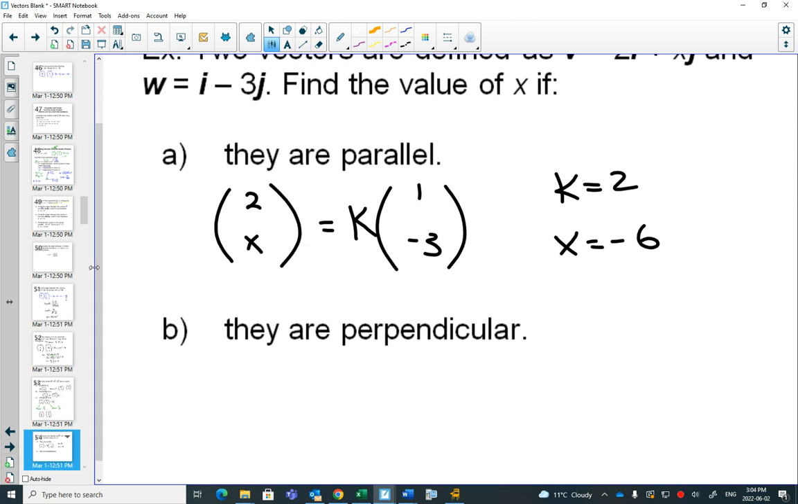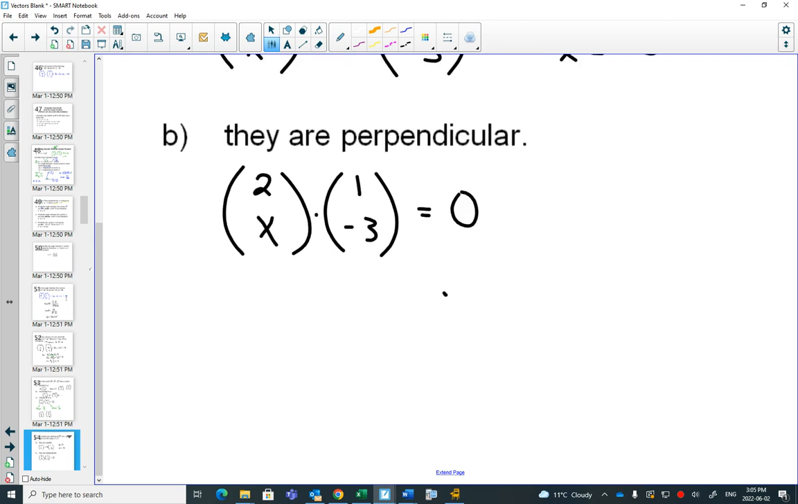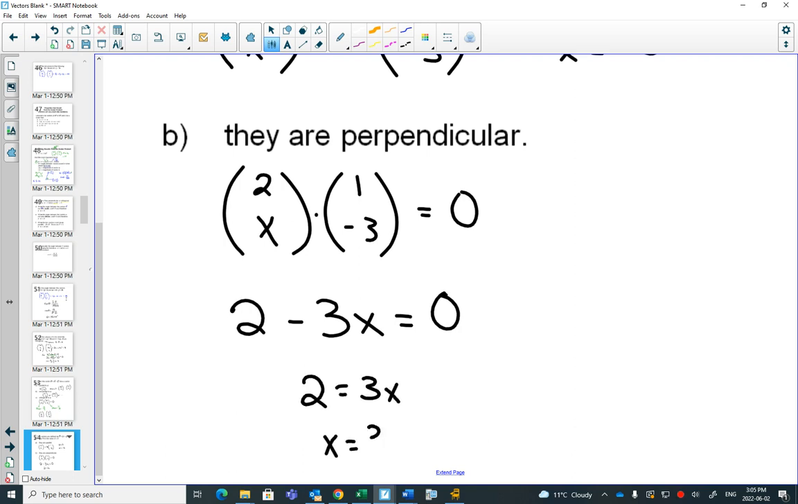If they're perpendicular, we know that the dot product has to equal 0. Well, the dot product here would be 2 minus 3x equal to 0. And so, solving for this, x would have to be 2/3. And that's where we'll end.